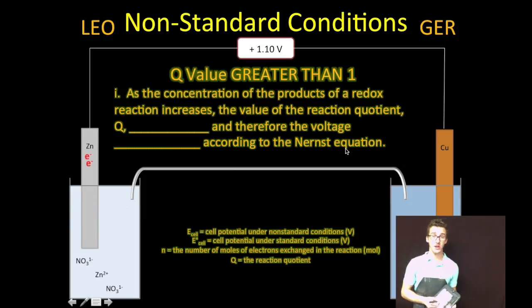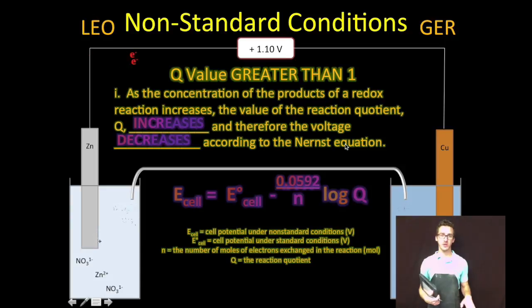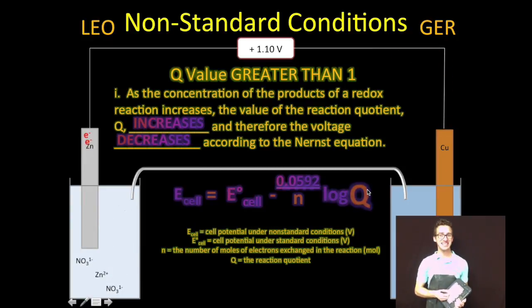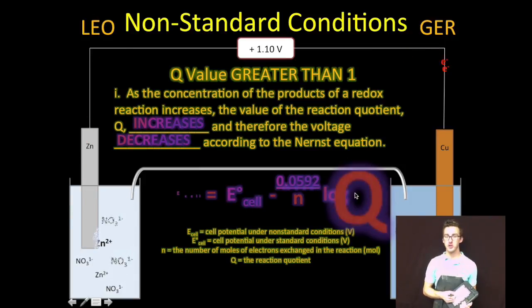So, what does the Nernst equation tell us? It tells us that as the concentration of the products of a redox reaction increases, the value of the reaction quotient Q will increase. Therefore, the voltage will decrease according to our Nernst equation. So, when there's more product than reactant, Q is greater than 1. And when we take the log of a value greater than 1, you get a positive number. So ultimately what's going to happen is you're going to be subtracting a positive number from the standard cell potential, decreasing the potential under these non-standard conditions.